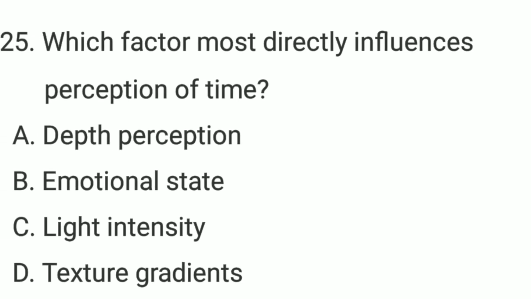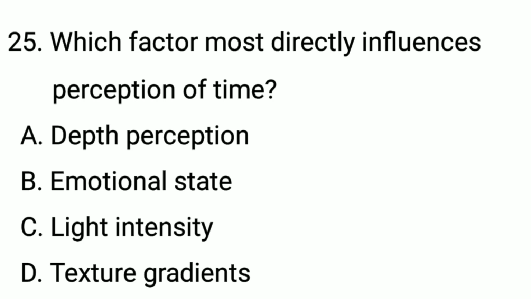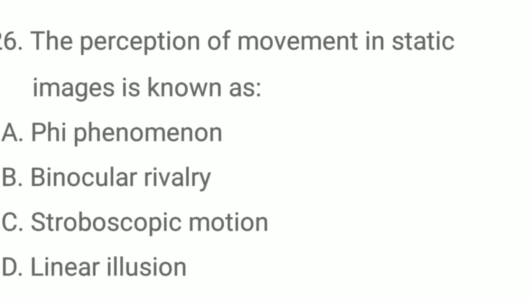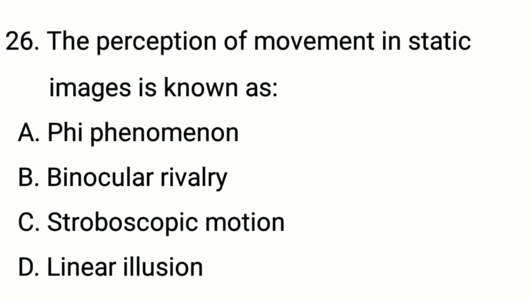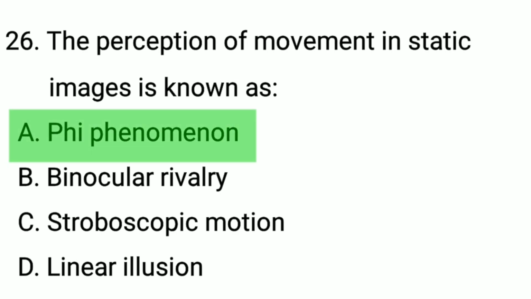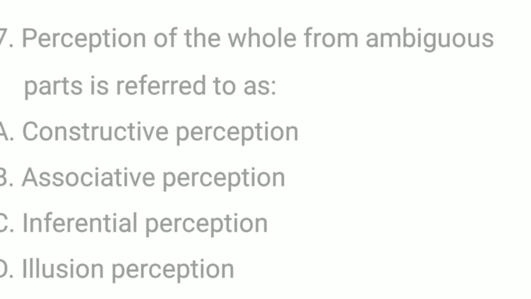Question number 25. Which factor most directly influences perception of time? The right option is option B, emotional state. Question number 26. The perception of movement in static images is known as. The right option is option A, phi phenomena.